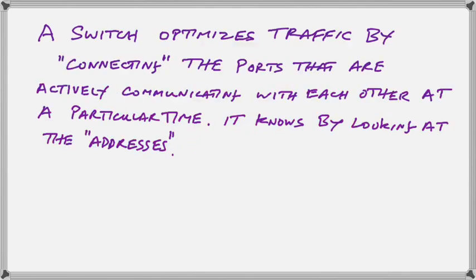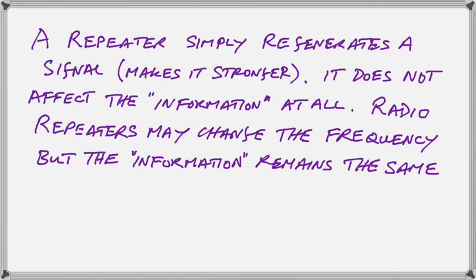Easy stuff. A switch now, on the other hand, optimizes the traffic or flow of information through all the ports by actively communicating ports instantaneously. It knows by looking at the addresses where the communication is going on, and it connects those two ports together and optimizes the flow of information between ports that are actually doing active communication.